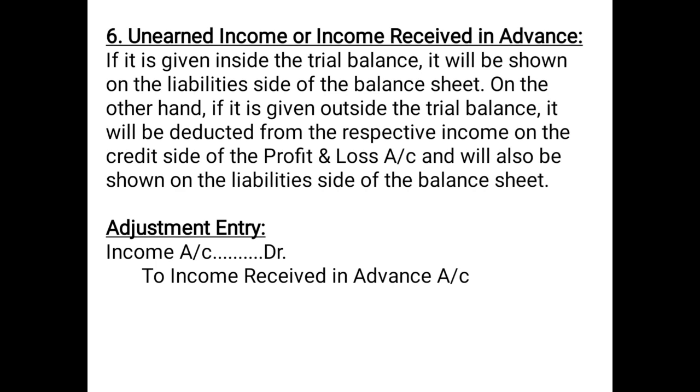Again, the same adjustment entry that we have discussed in the chapter journal. Income account will be debited. Why are we debiting income? Because we know income carries a credit balance, and since here we are receiving the income in advance, that means this advance amount also must have been included in the income on the credit side. Therefore we have to reduce it by the value of income received in advance. Therefore we will debit income with the amount of income received in advance, to income received in advance account, because it is a liability for the business.